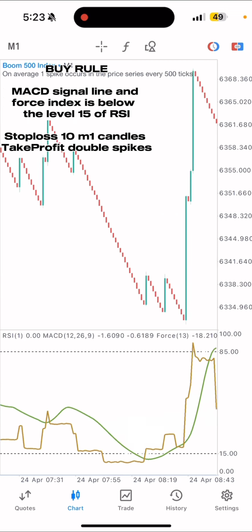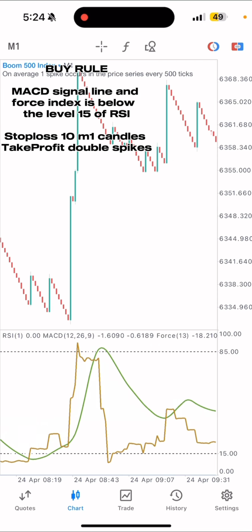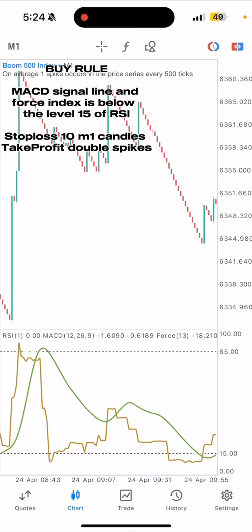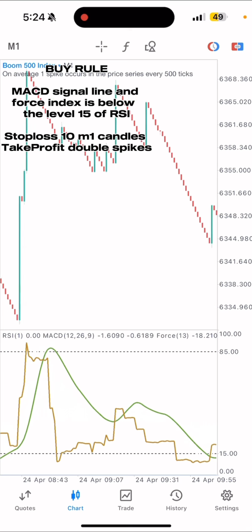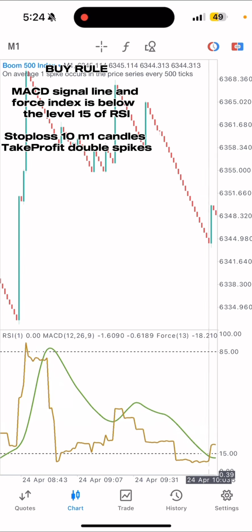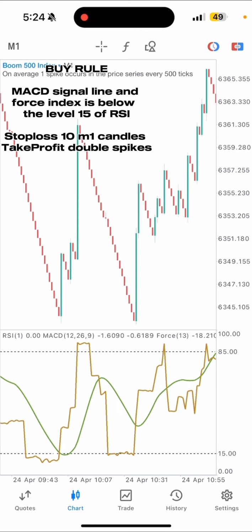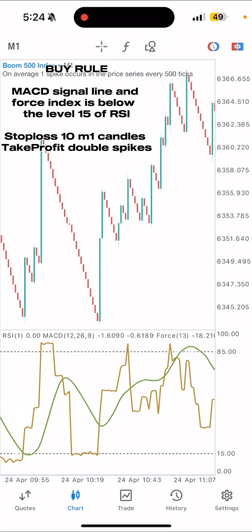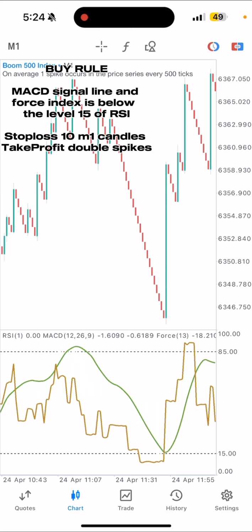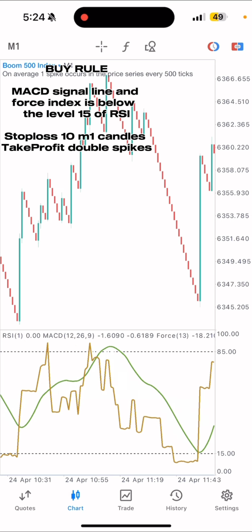And once you place your trades, you set your stop loss at 10 candles, okay, and your TP is mostly a double spike. Your TP is a double spike and your SL is 10 candles. This strategy is very powerful, and if it is used well, you'll be able to use it to grow a very small account. All right, a very small account. This is for the newbies who have never grown an account before.